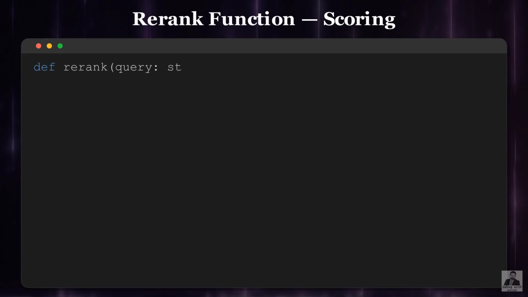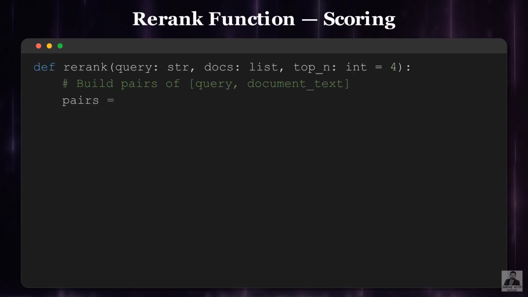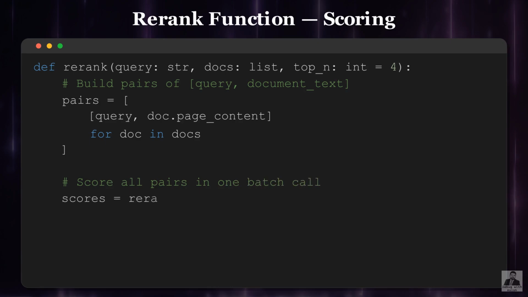The first part of the rerank function builds a list of query and document pairs, one for each candidate chunk. We pass the entire list to predict in one batch call rather than calling it one document at a time. The cross-encoder processes all pairs in parallel on the GPU or CPU and returns a score for each. Batching is important here. Running predict in a loop for each document individually is much slower than batching everything together.